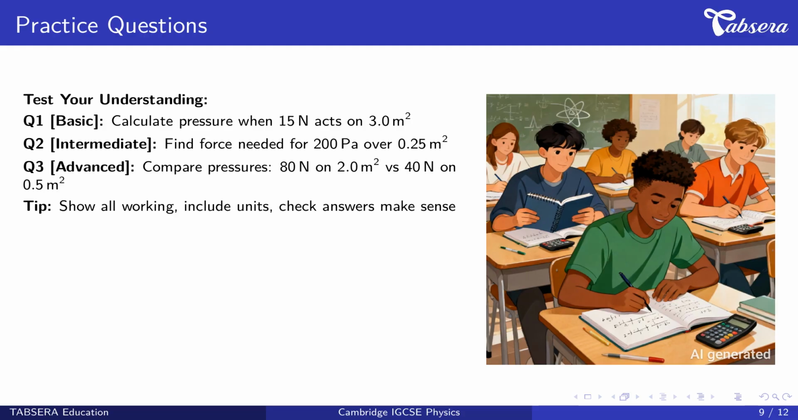Question 3 is advanced. The question is, compare pressures when 80 newtons acts on 2.0 square meters versus 40 newtons on 0.5 square meters. This tests your analytical skills by requiring 2 calculations and comparison. For all questions, remember to show your working clearly, include units in every step, and check your answers make physical sense. Write your answers now before looking at the solutions.